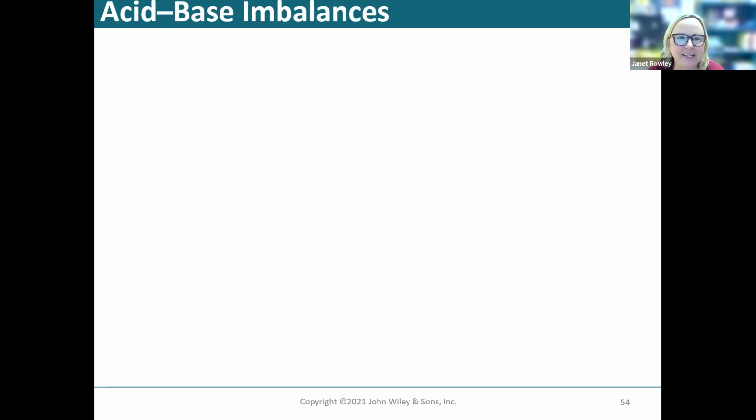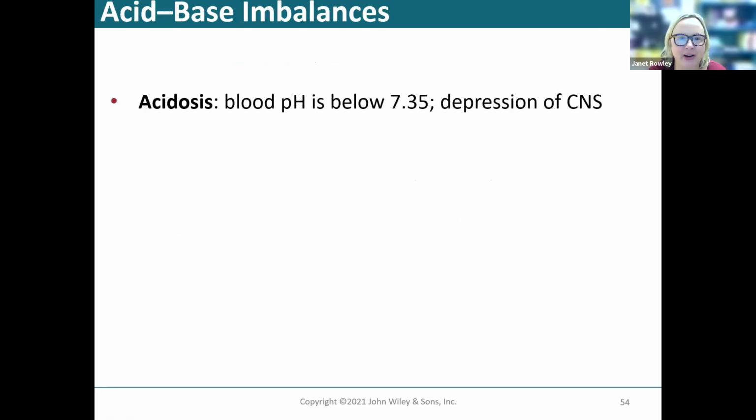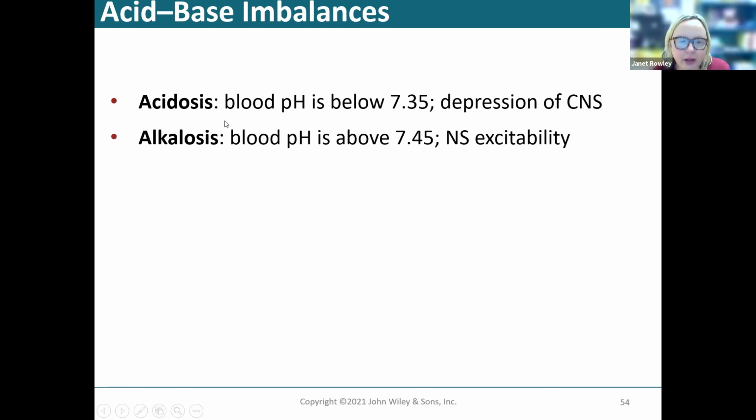Okay. All right, so what happens when there are imbalances? Acidosis is when the blood pH is below 7.35. Generally, it causes a depression of the central nervous system. Alkalosis is when the blood pH is above 7.45 and we see nervous system excitability.